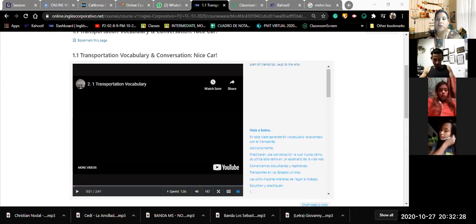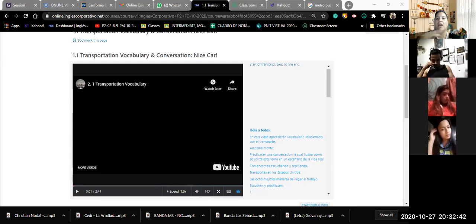So, not conjugated yet, the verb is infinitive, right? And, repito nuevamente, we can only add S, ES, or IES when we use third person, solo para las terceras personas de he, she, it. Okay. This is about this.